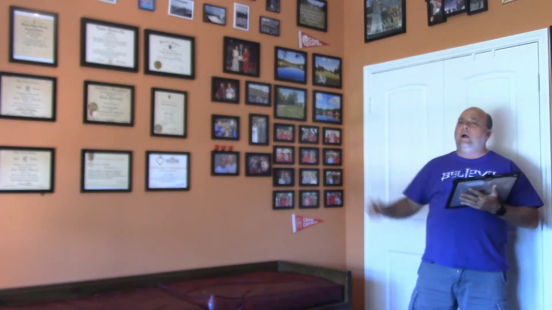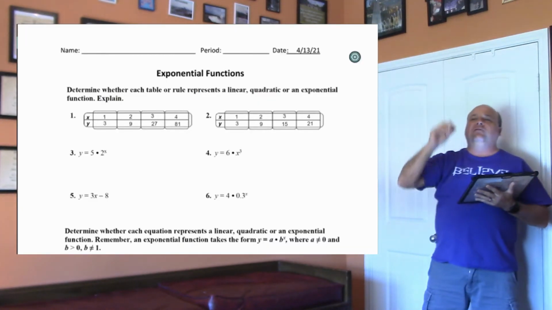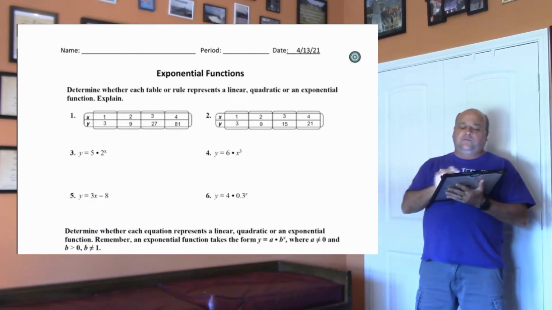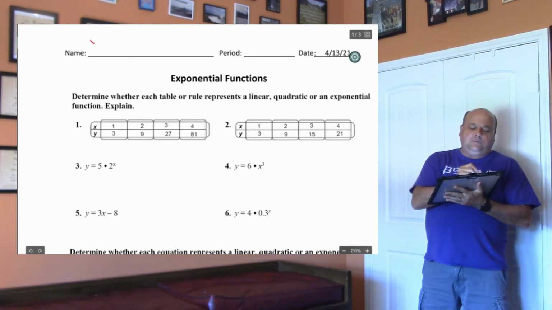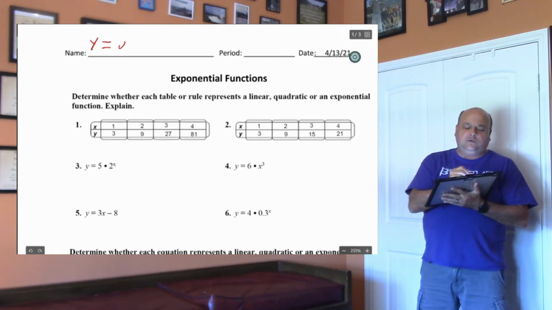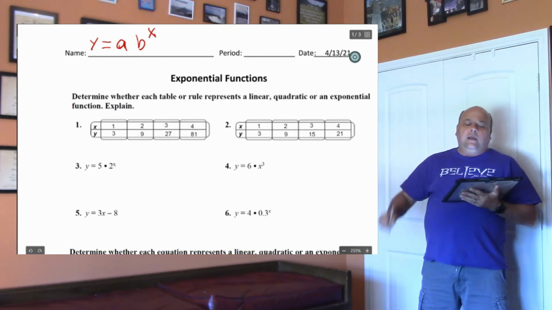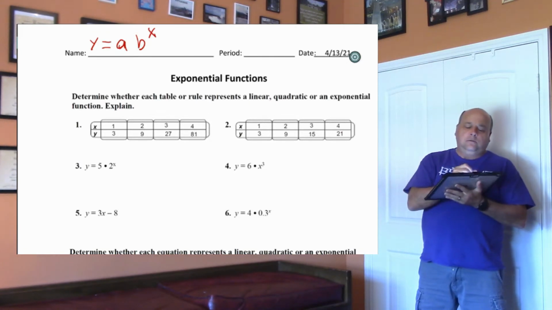And a magical whiteboard appears. And let's review what we learned about exponential functions. Okay, we're going to write at the top of the page. Remember, an exponential function was y equals ab to the x power, right? ab to the x power.